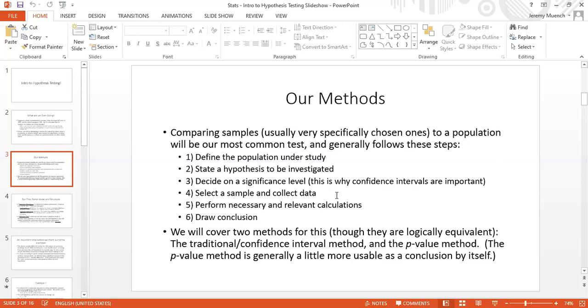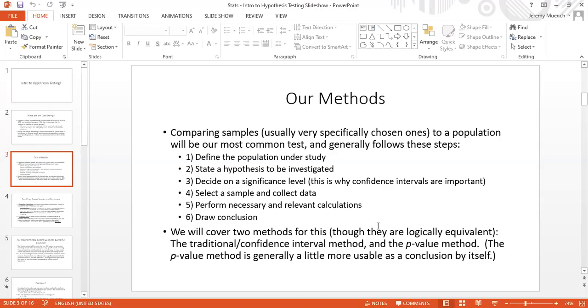So let's take a look at the last few steps here. Step 4 is just to go ahead and actually select the sample, collect the data. Step 5, this is where we're doing the math now. We're actually performing the calculations.